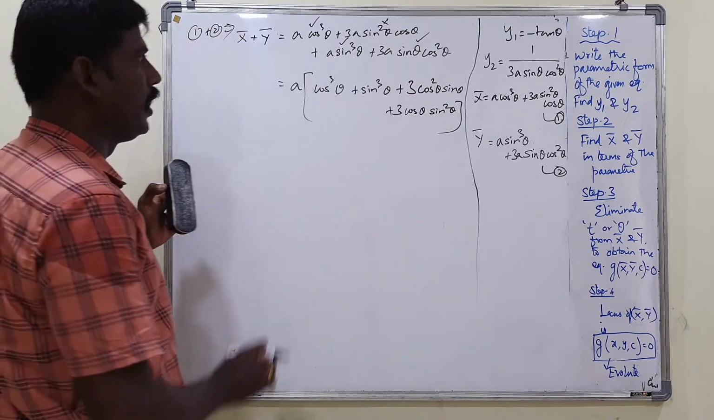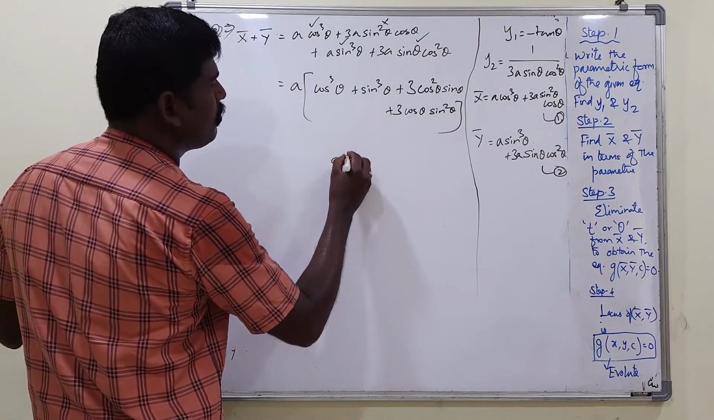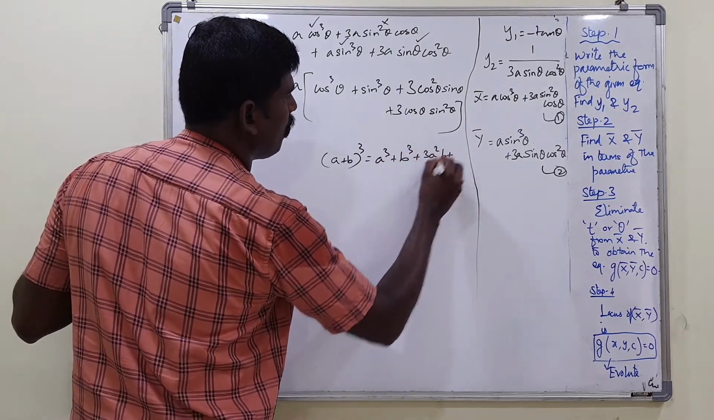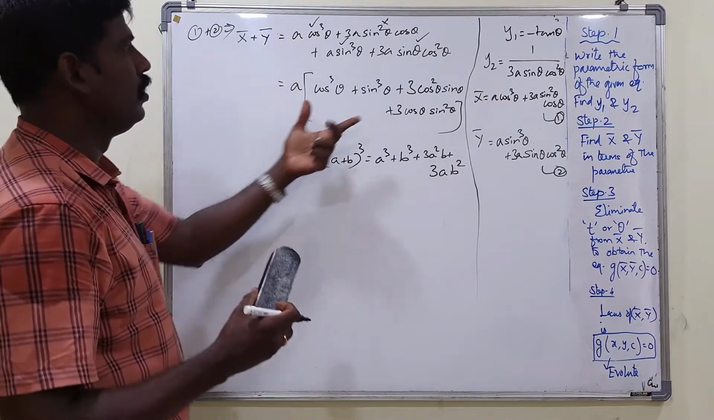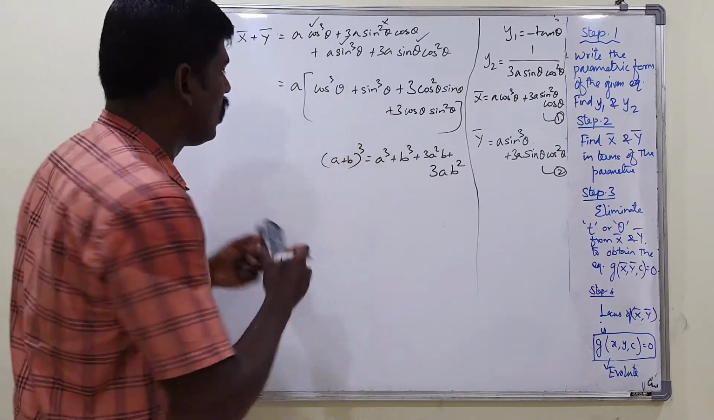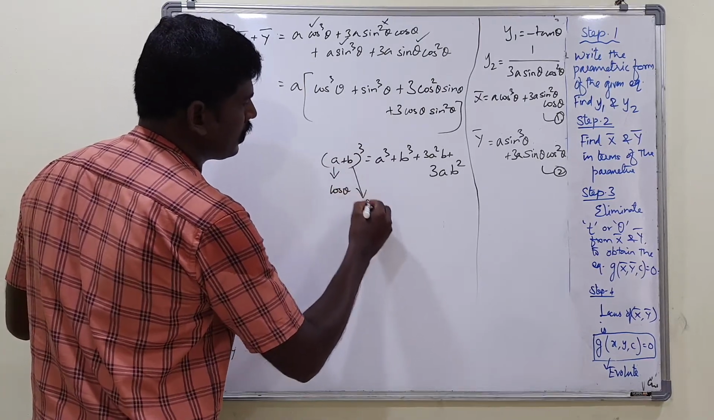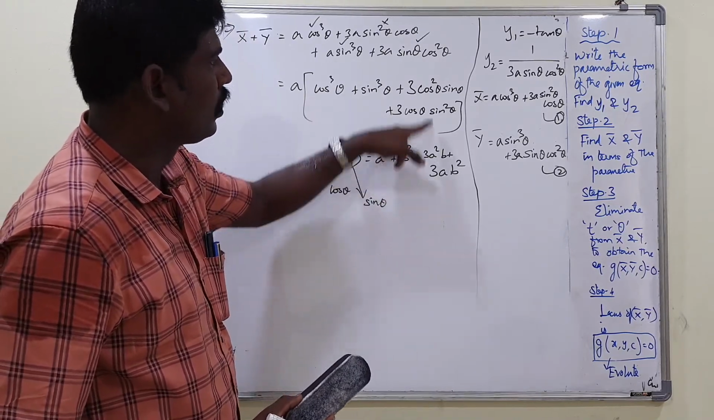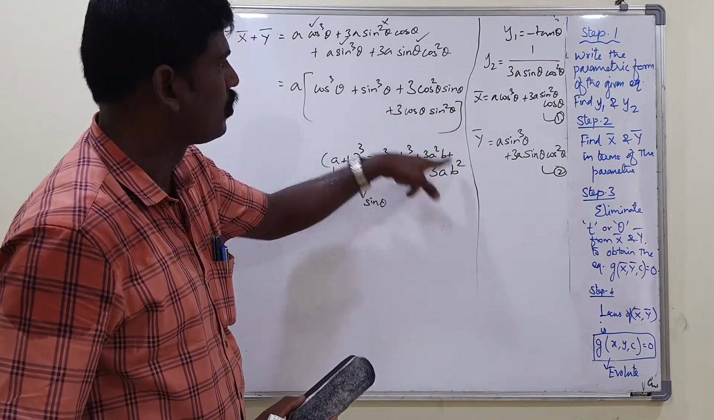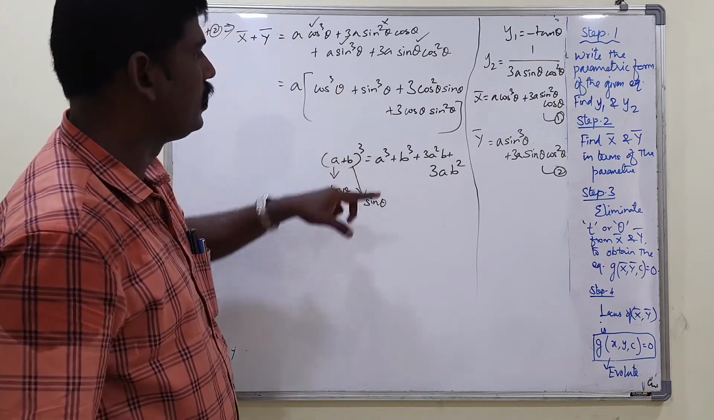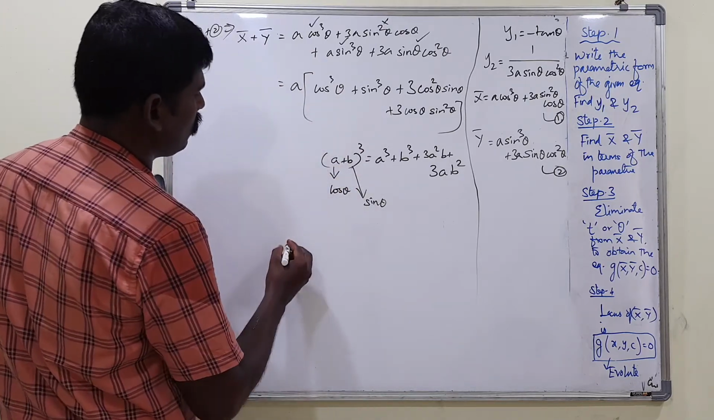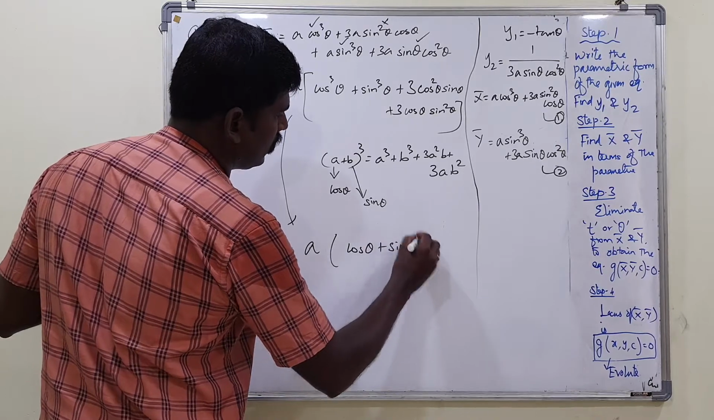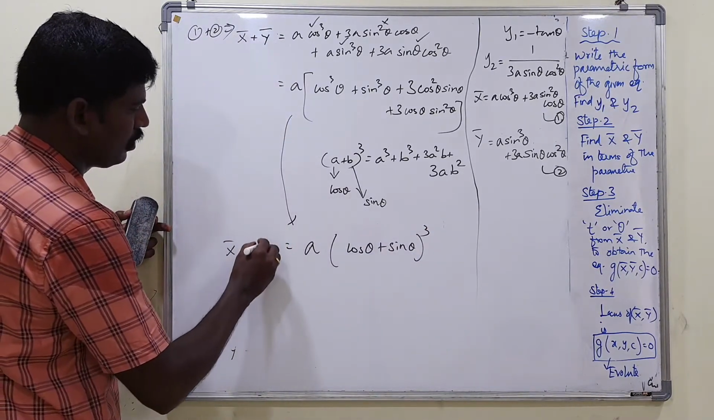Why do I write it here? Because what is the formula for a plus b the whole cube? a cube plus b cube plus 3a square b plus 3ab square, right? So this is of the form a plus b the whole cube, where a is cos theta and b is sin theta. Substituted here, cos cube theta plus sin cube theta plus 3 cos square theta sin theta plus 3 cos theta sin square theta is the value of cos theta plus sin theta the whole cube. So what is this value? a into cos theta plus sin theta the whole cube. This is the value of x bar plus y bar.